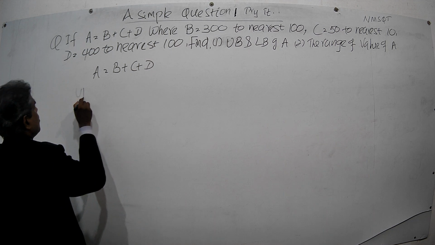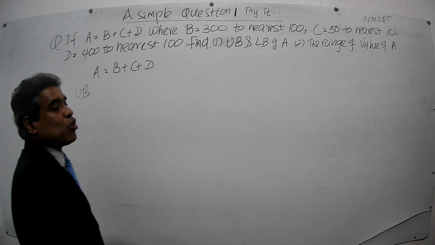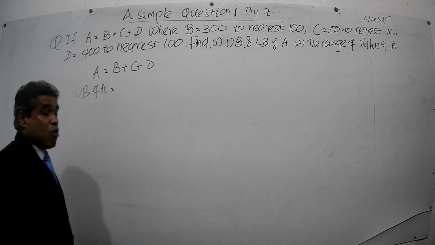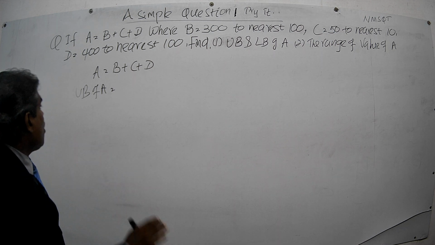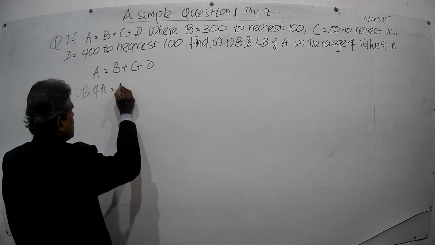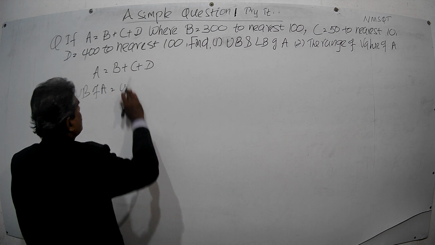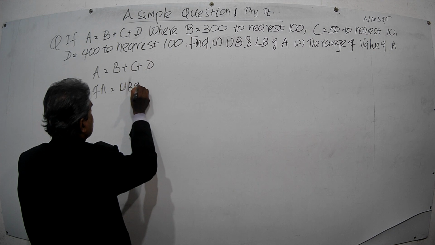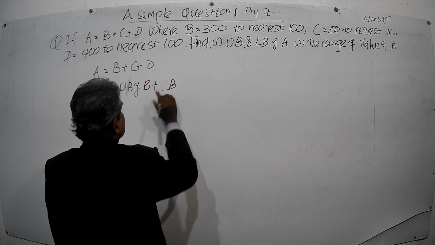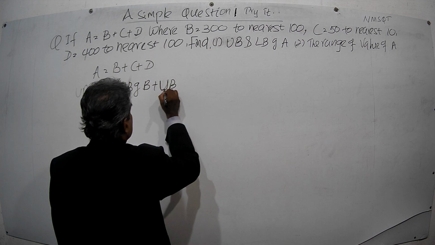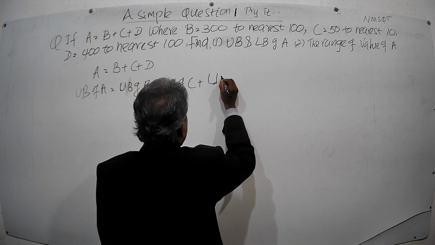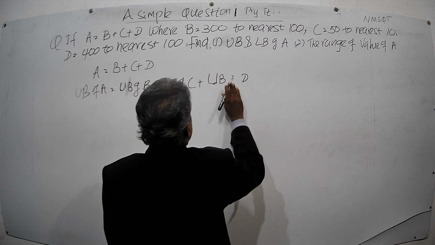Then the upper bound, we know the upper bound of a sum is equal to the sum of the upper bounds. The upper bound of A means the upper bound of a sum of these three numbers. That is equal to the sum of the upper bounds of these three. That means the upper bound of B plus the upper bound of C plus the upper bound of D.